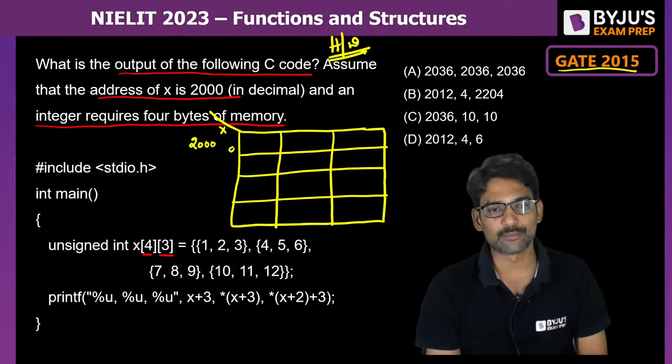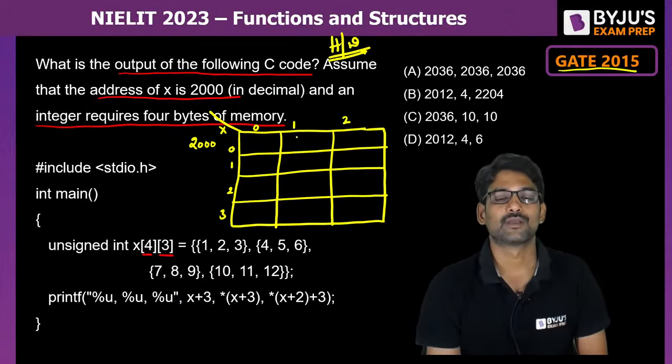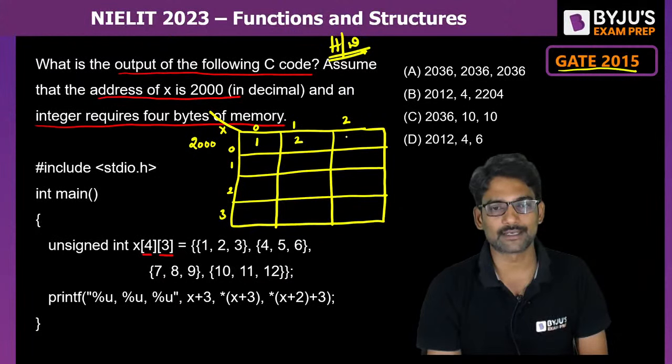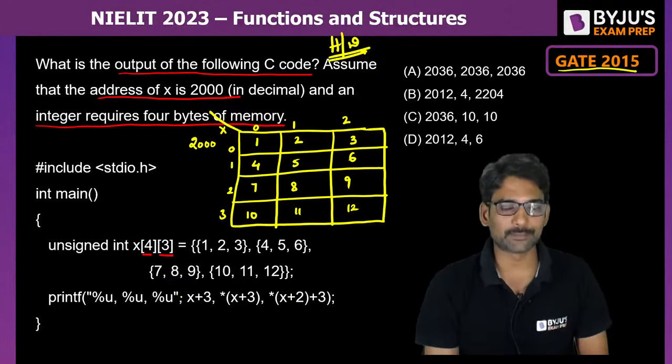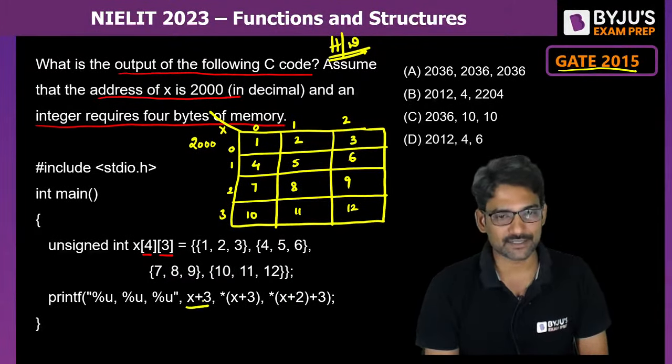We know the row numbering starts with 0, column numbering starts with 0. The values are given in this way, so they will be allocated row wise by default: 1, 2, 3, 4, 5, 6, 7, 8, 9, 10, 11, 12. Now we are printing X plus 3.